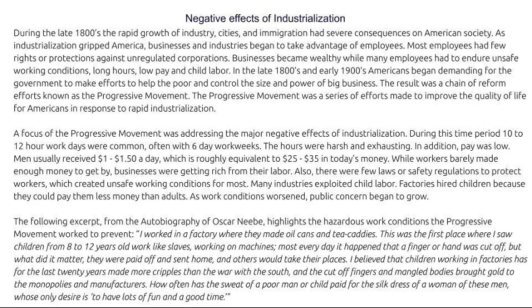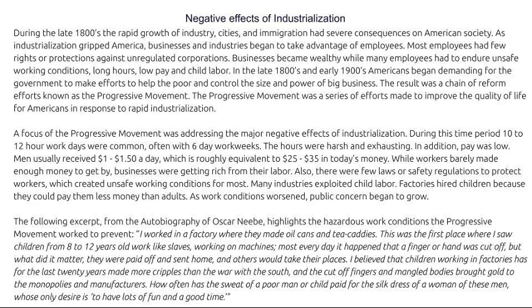In the late 1800s and early 1900s, Americans began demanding that the government make efforts to help the poor and control the size and power of big business. The result was a chain of reform efforts known as the Progressive Movement. The Progressive Movement was a series of efforts made to improve the quality of life for Americans in response to rapid industrialization. A focus of the progressive movement was addressing the major negative effects of industrialization.